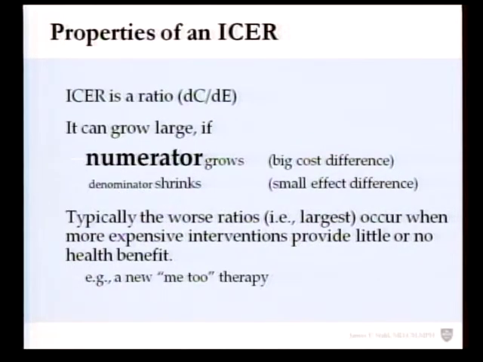Typically the worst, largest ratios occur when you have a more expensive intervention providing little or no health benefit. Somebody comes out with a brand new antihistamine that they're going to charge 10 times as much as the current one, but it actually makes no particular difference in terms of how much benefit people get. That would give you a bad cost-effectiveness ratio. Okay.